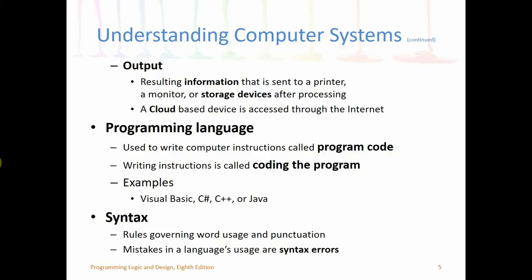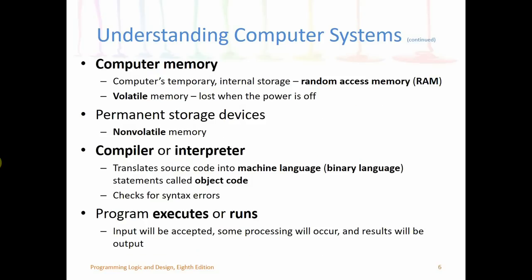However, in this course we are going to understand the basics of programming. So we are not going to write something complicated like this. We are going to write using pseudocode, which is simple text that we can understand as we go through. We have what we call a syntax, which is the rules governing word usage and punctuation. A mistake in language usage is a syntax error.